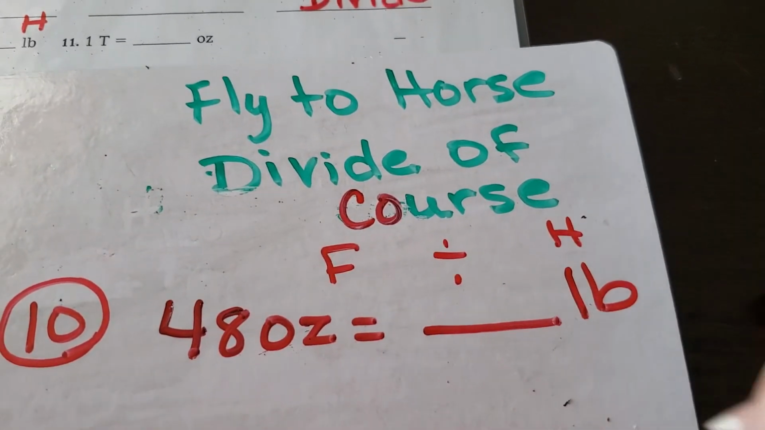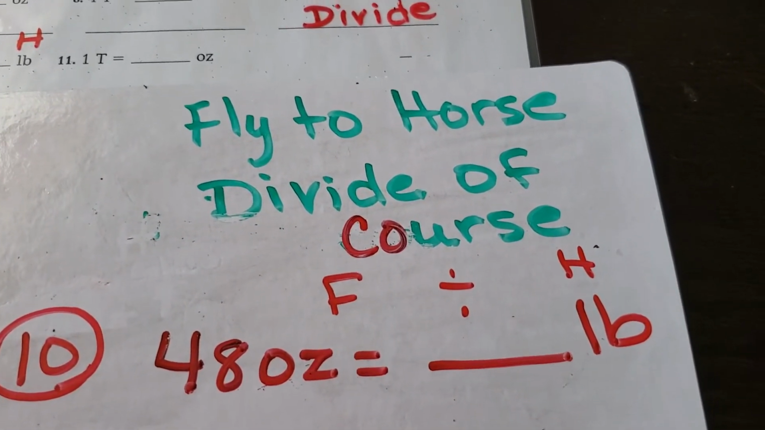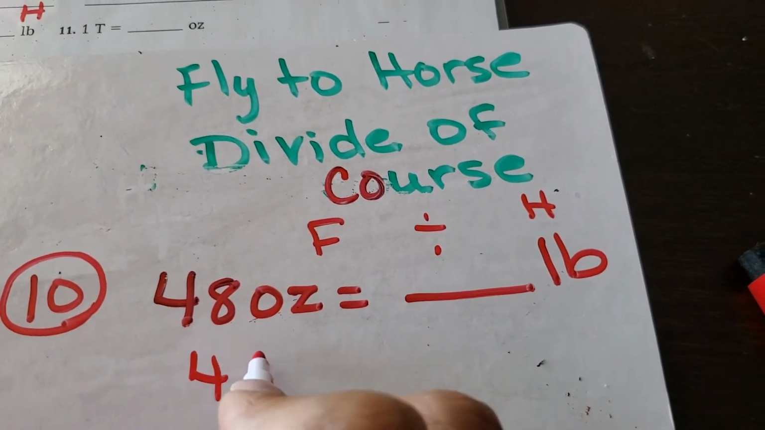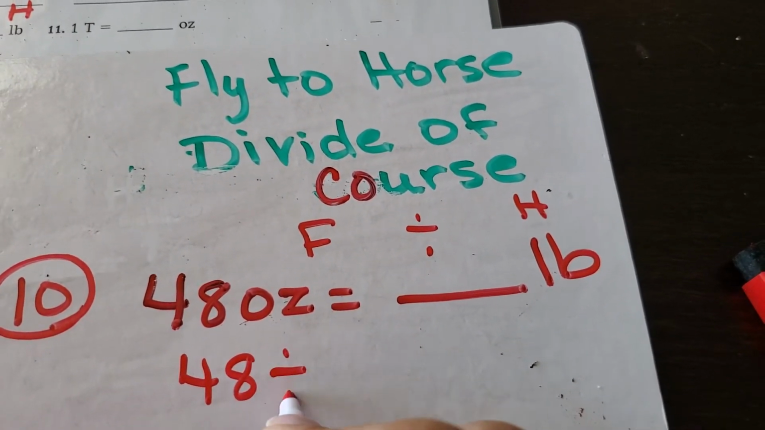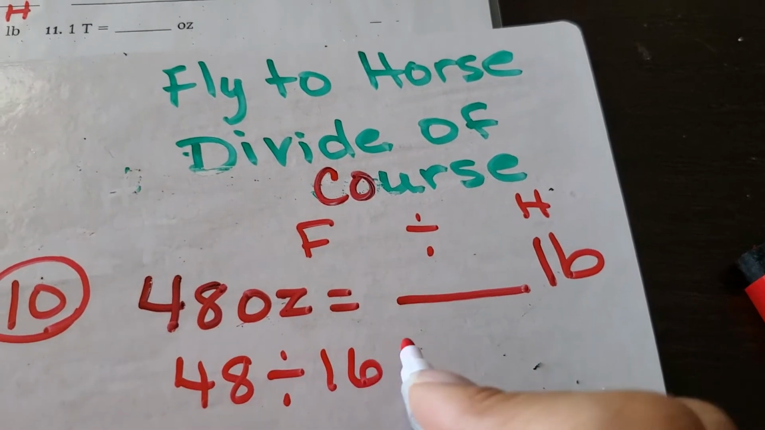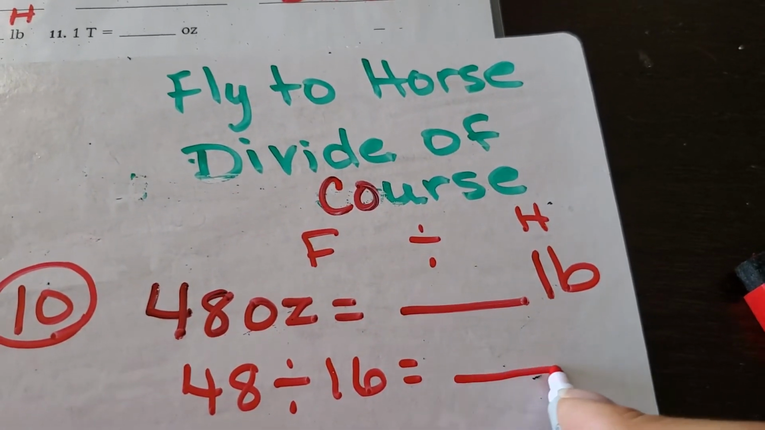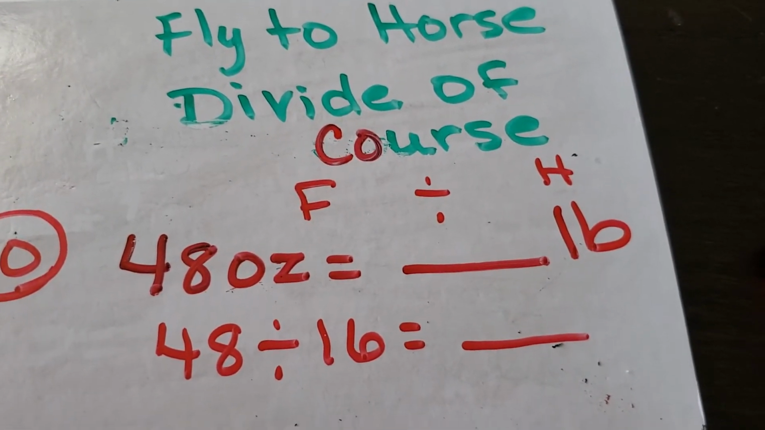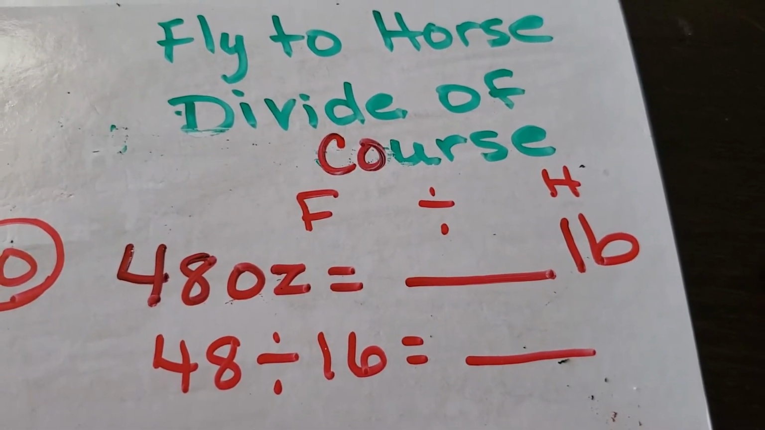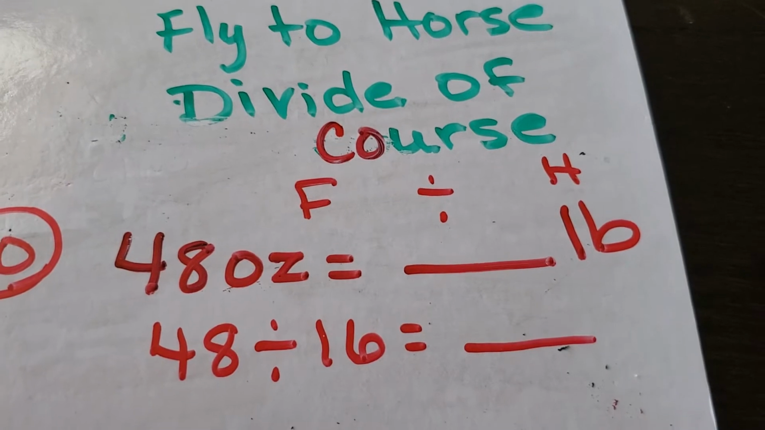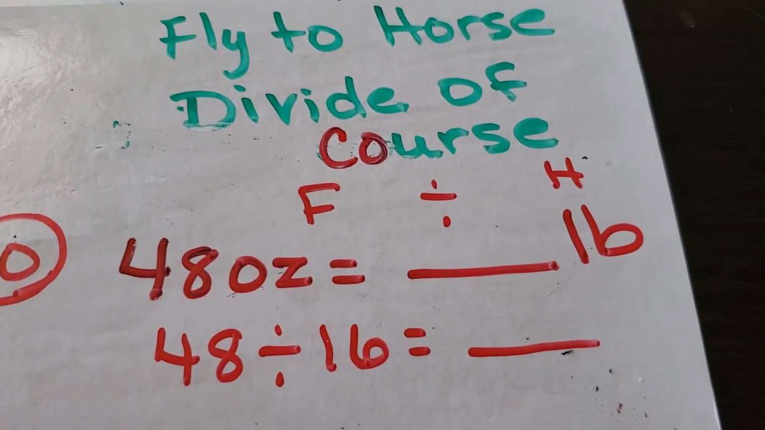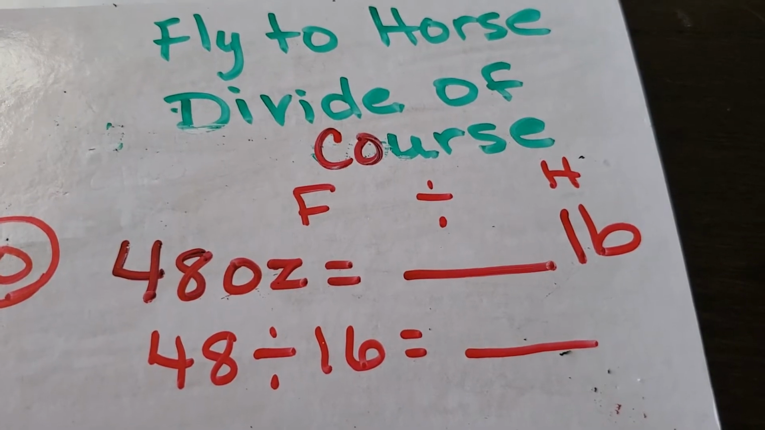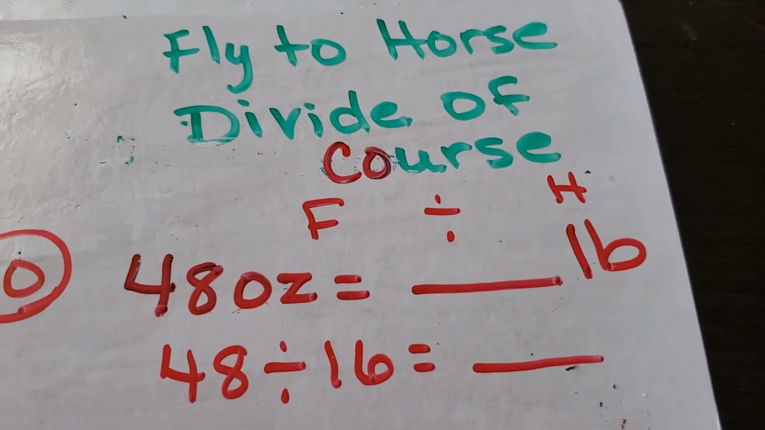Divide, of course. Okay, so how am I going to divide? Watch, we're going to say 48 divided by 16 equals some number. And I know what you're thinking already. We have not learned how to divide by two digit numbers. No, we have not. So we can figure this out another way. How about if we do repeated addition? We can do repeated addition.